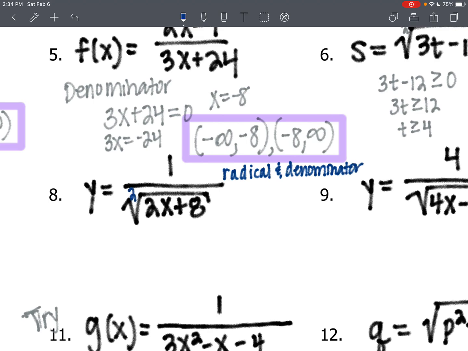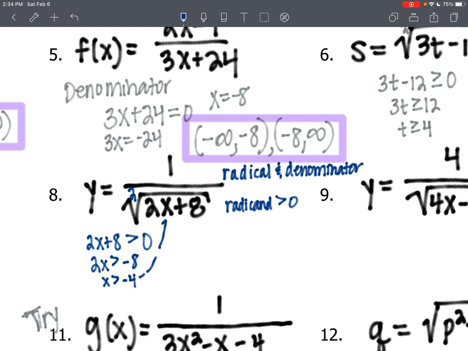So this is an even root radical. So that means that 2x plus 8 has to be greater than or equal to 0. However, because we're in the denominator, we cannot equal 0. So when you have that even root radical and in the denominator, your radicand has to be greater than 0. It cannot equal 0. So we take 2x plus 8 is greater than 0. 2x is greater than negative 8. x is going to be greater than negative 4.